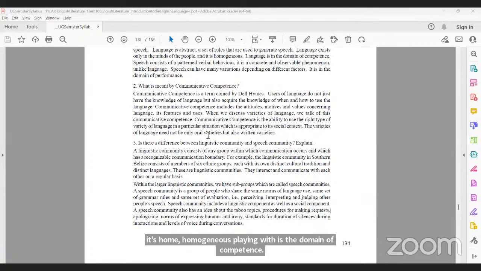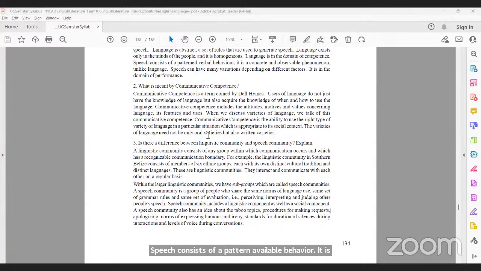Speech consists of patterned verbal behavior. It is verbal, okay? There should be words. It is a concrete and observable phenomenon, unlike language. Speech can have many variations depending on different factors. It is in the domain of performance. That's what I mentioned, okay?